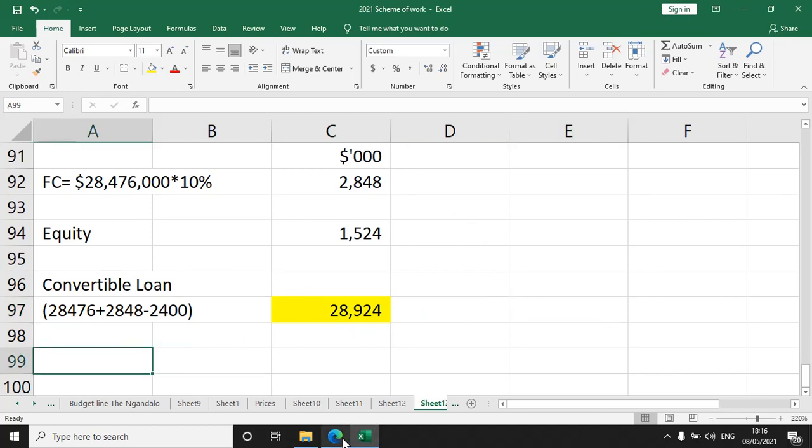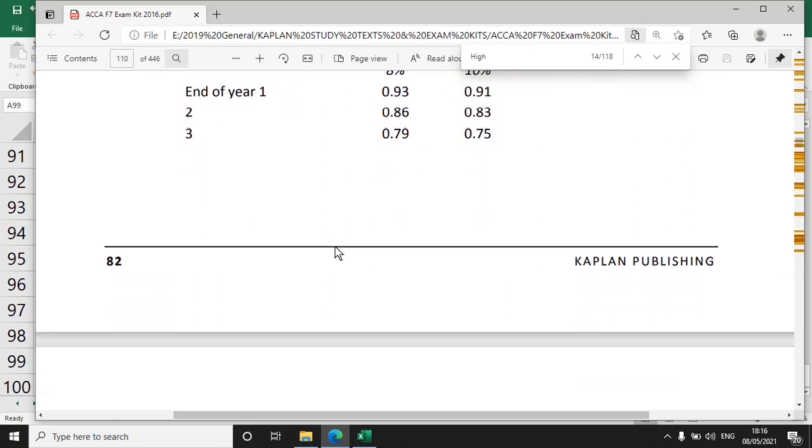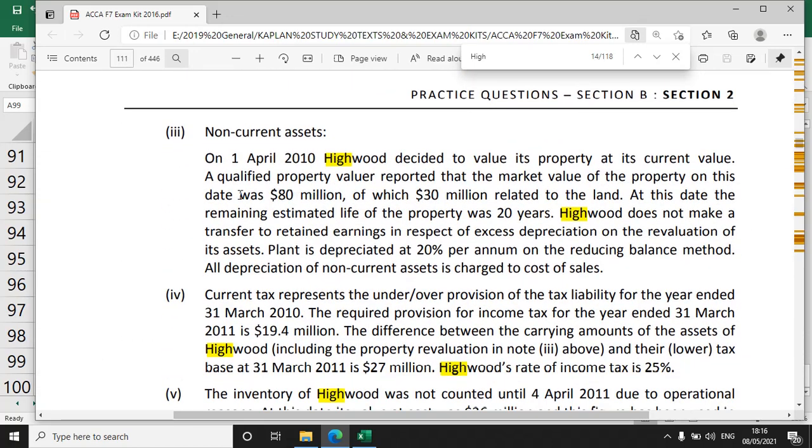So we are done with note 2. Let us proceed to note 3. And under note 3, there's an issue of property, plant, and equipment. On 1st April 2010, Highwood decided to value its property at its current value. A qualified valuer reported that the market value of the property on this date was 80 million, of which 30 related to land, meaning that 50 million relates to buildings. So we depreciate 50 million. At this date, the remaining estimated life of the building is 20 years.